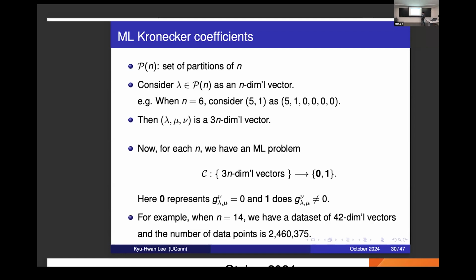When n is 14, we have a data set of 42-dimensional vectors. Okay, that's good for machine learning. And the number of data points is about 2.46 million. So again, it's a reasonable machine learning problem. It is a binary classification. So I applied various machine learning tools, and the result, again, was very successful. The accuracy was about 98%.